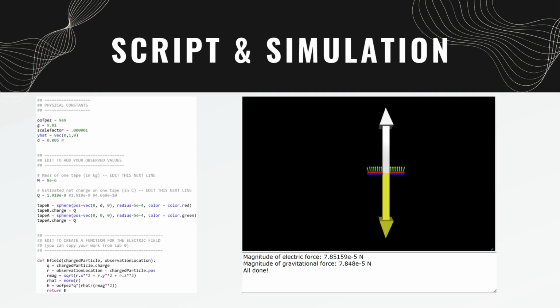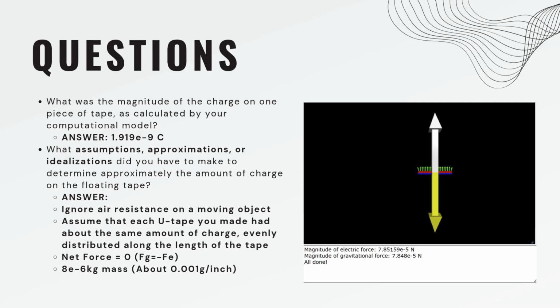So through trial and error, I found a charge that would give me a balance of electric force to gravitational force. This charge turned out to have a much greater magnitude than for the initial point charge. The magnitude was 1.919e-9 coulombs, and the assumptions I made were to ignore air resistance, assume each tape had about the same amount of charge that was evenly distributed, and that the net force was 0, as well as that the mass was 8e-6 kilograms.